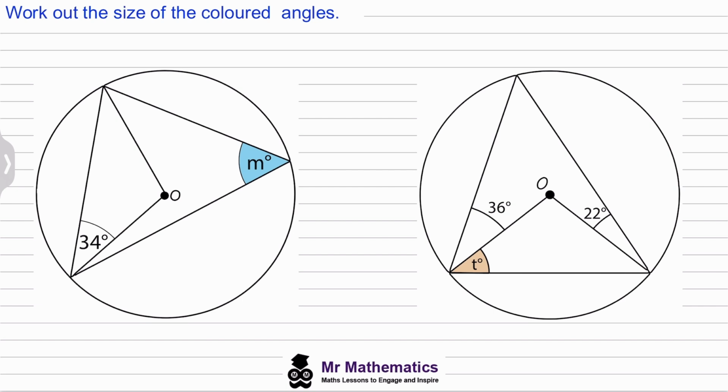So if we look at example 1, we need to work out angle M. Well, we can see that we have 2 radii, and this is an isosceles triangle, which means this will also be 34 degrees. So we can work out the angle at the center as 180 minus the 2 lots of 34. And this will give us 112 degrees. So now we can use the angle at the center to work out the angle at the circumference, because we know the center is double the circumference. So if we halve the 112, then we get angle M to be 56 degrees.